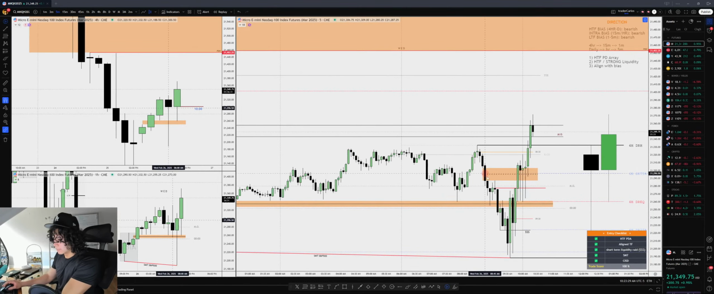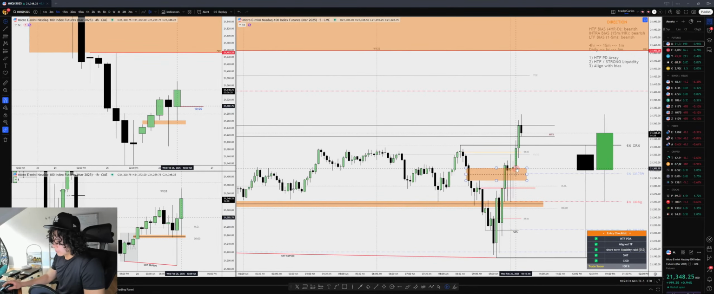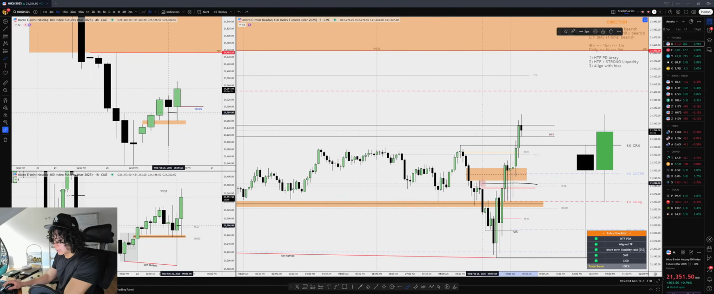So we also had this 5-minute imbalance. You can see how the bodies were closing pretty much above the consequent encroachment as well. So another good example of wicks do the damage, bodies tell the story. And we were respecting this 5-minute order block pretty nicely as well.